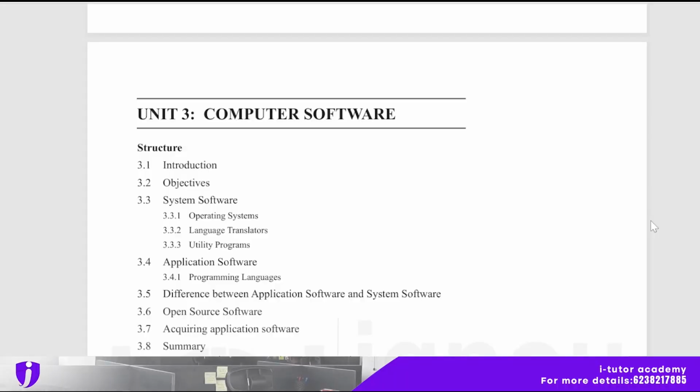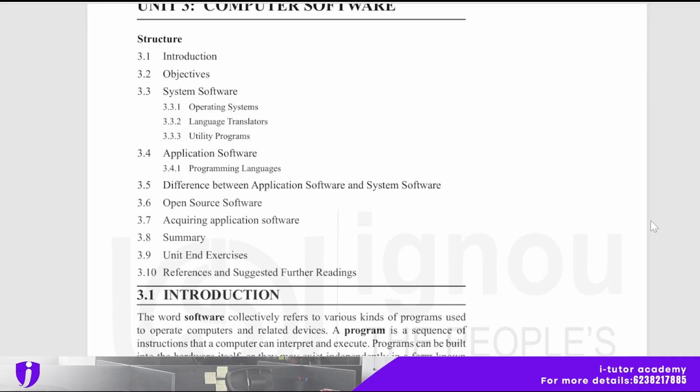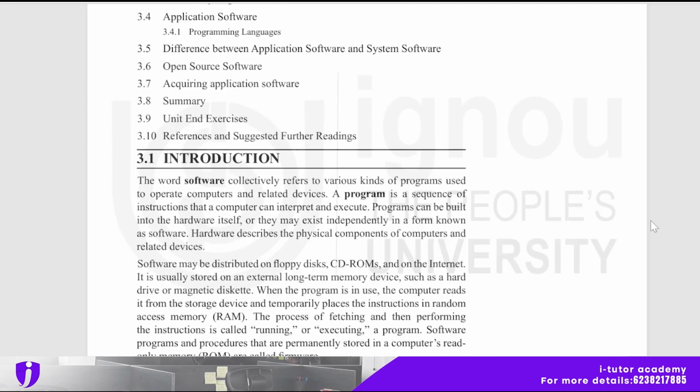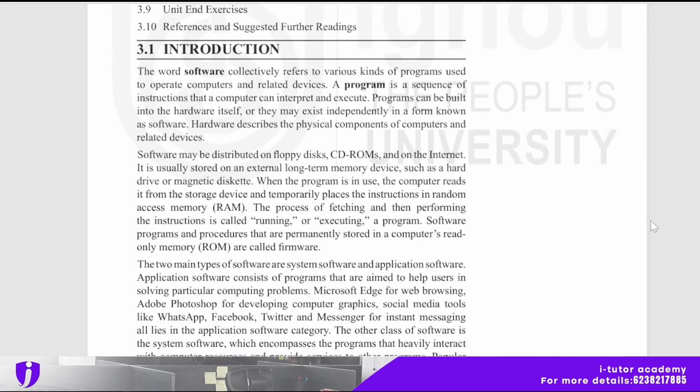In today's session, we will start with Unit 3, that is computer software. The structure of this chapter is: introduction, objectives, system software, under that there is operating system, language translators, utility programs, and application software, programming language, difference between application software and system software, open source software, acquiring application software, summary, unit and exercises. So this is the structure of this unit, and let's begin with the introduction part.